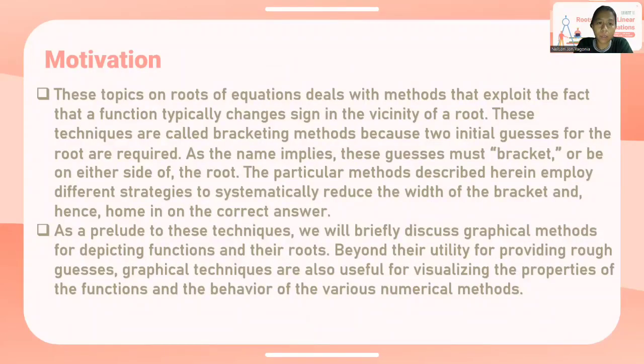These topics on roots of equations deal with methods that exploit the fact that a function typically changes sign in the vicinity of a root. These techniques are called bracketing methods because 2 initial guesses for the root are required. As the name implies, these guesses must bracket, or be on either side of, the root. The particular methods described herein employ different strategies to systematically reduce the width of the bracket and hence home in on the correct answer.